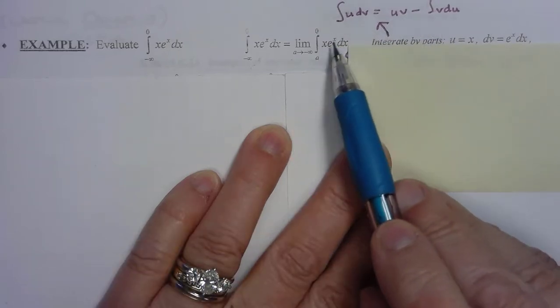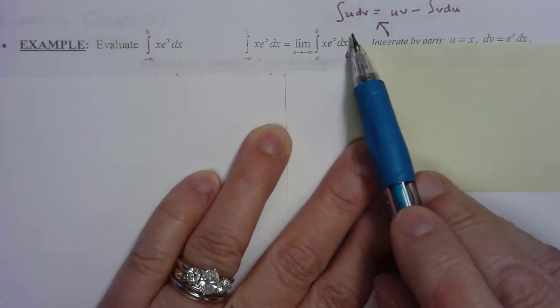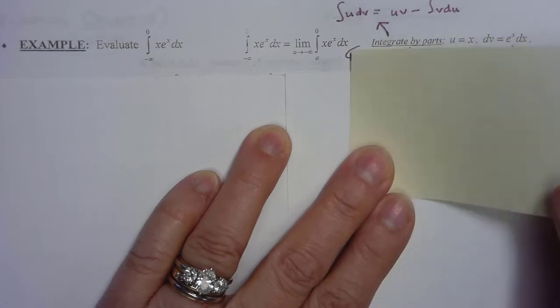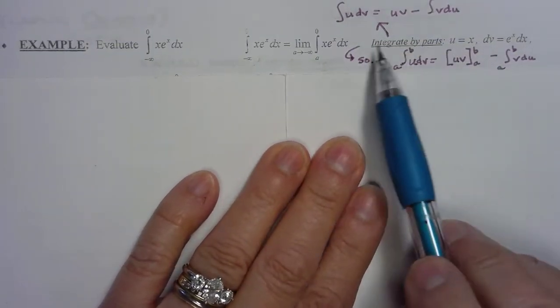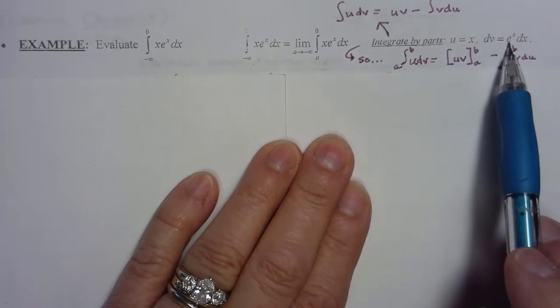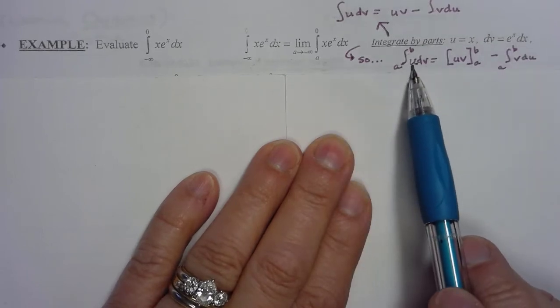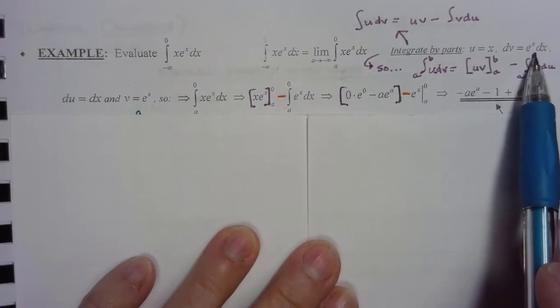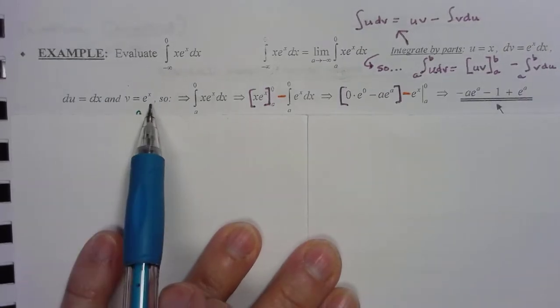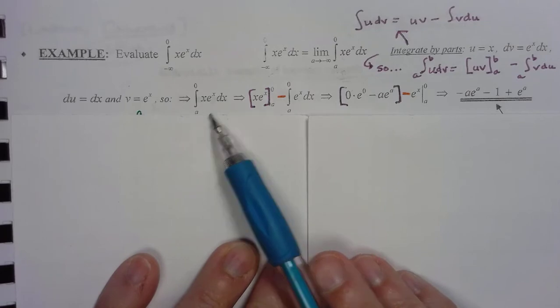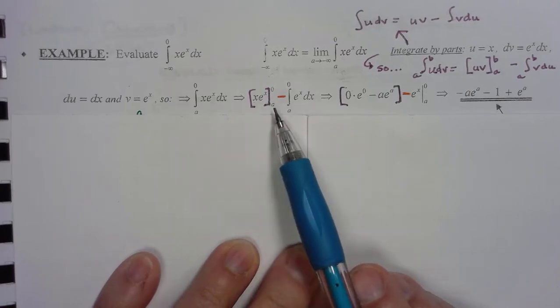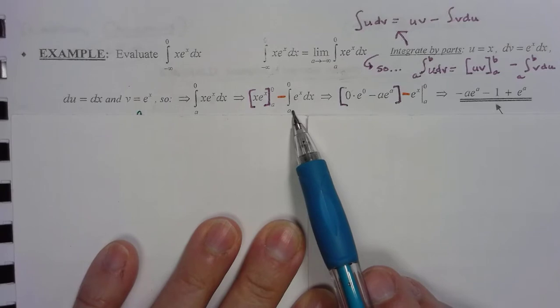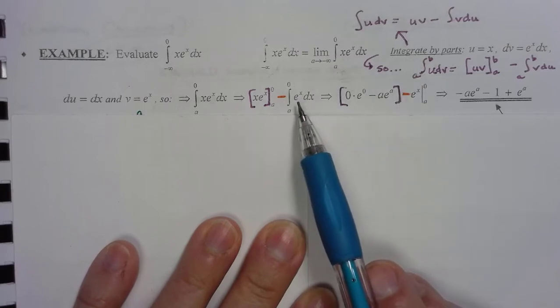Now what we have here is integration by parts, and we have actually done this one before. So integrating by parts, we recognize our u is going to be x, our dv is e to the x dx. So the integral of u dv is uv evaluated from a to b minus the integral from a to b of v du. So we have our u and dv, our du and v. So our integral is going to become, here's our u times v evaluated from a to 0 minus the integral from a to 0 of e to the x dx. Now we know how this integrates, so that's nice and easy.